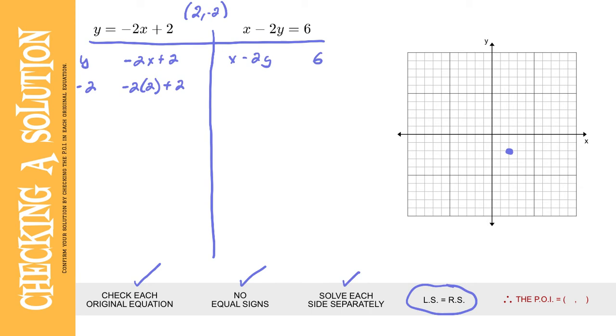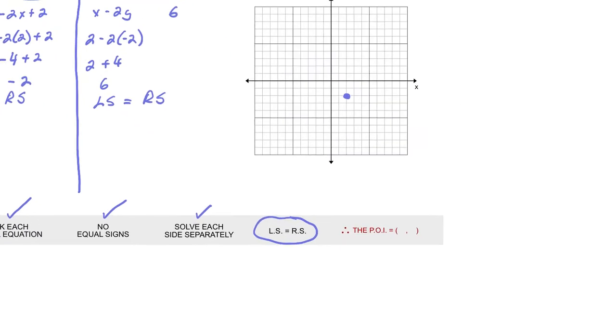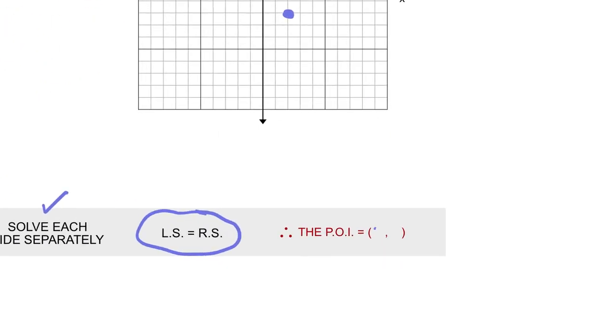My left side is solved. My right side is almost complete. And now I've got the left side equaling the right side. So that checks. The second equation, same thing, sub in appropriately. X is 2, y is negative 2. This becomes 2 plus 4, which is 6. And again, the left side equals the right side. And that's how you check. So the POI is indeed 2, negative 2.